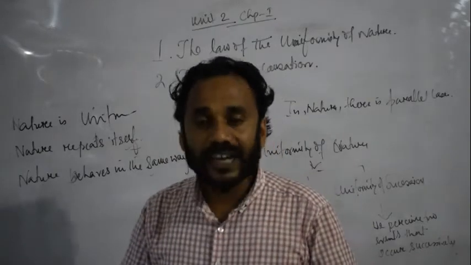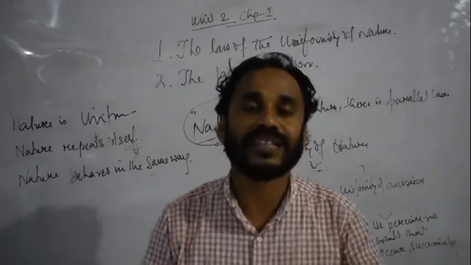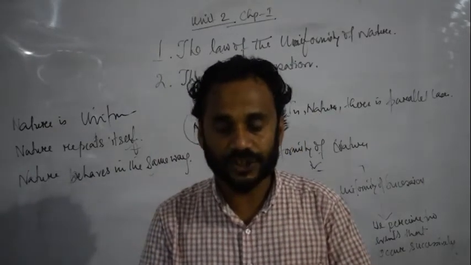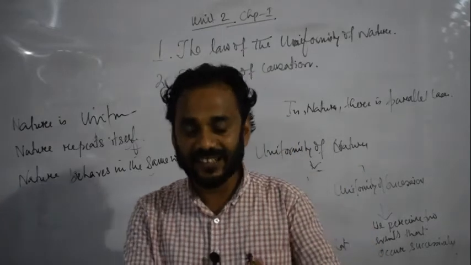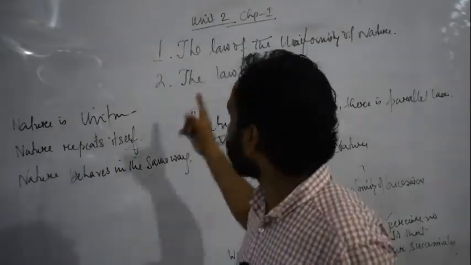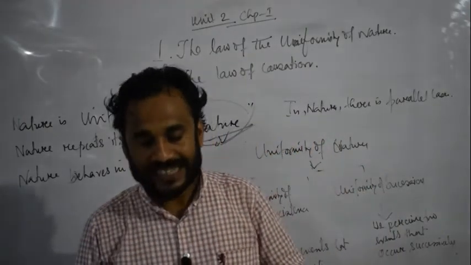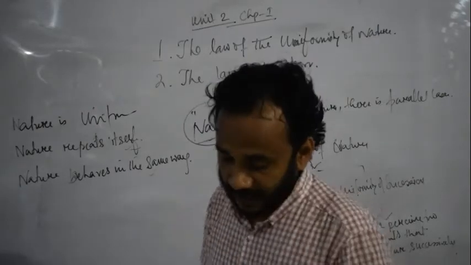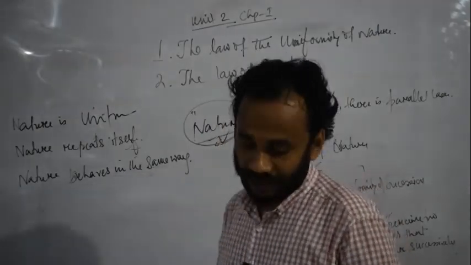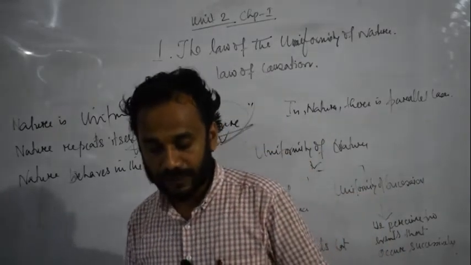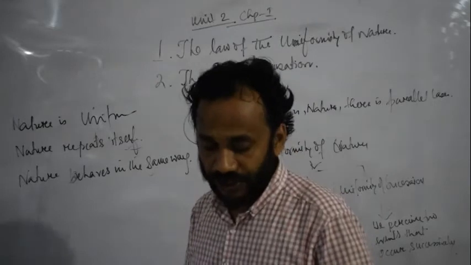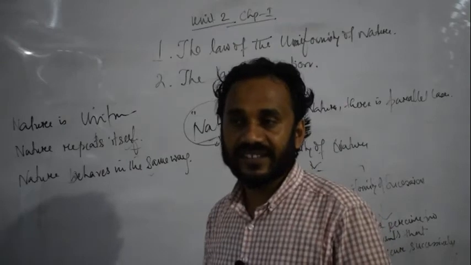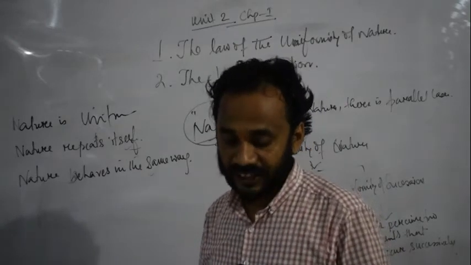Here we take some examples also. For example, the sun rose in the east. At present, the sun rises in the east. Therefore, according to the law of the uniformity of nature, we can say that the sun will rise in the east in future also. If water quenched our thirst in the past, surely it will quench our thirst in the future also.